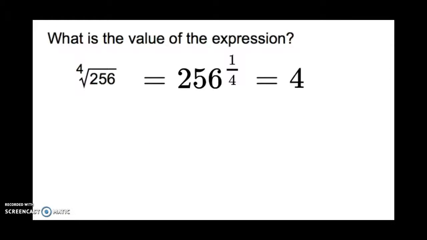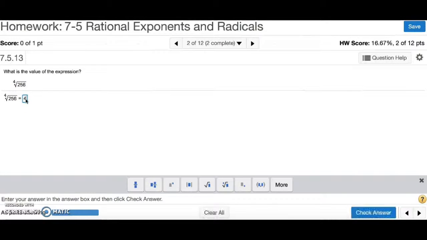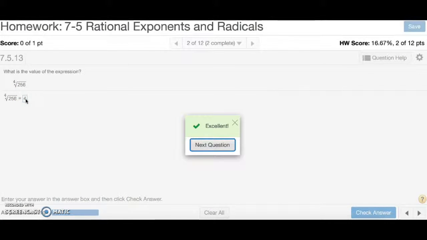So let's type that in. So typing in 4, that is our answer.